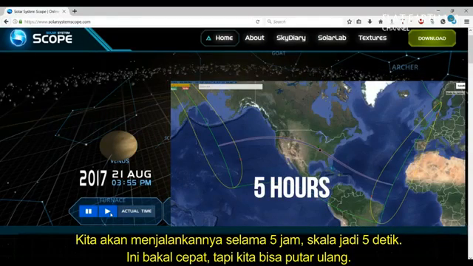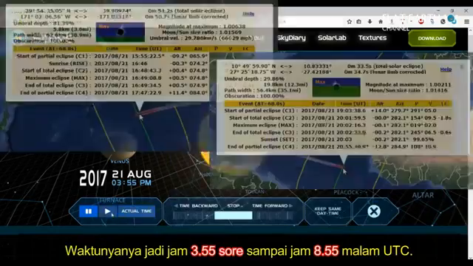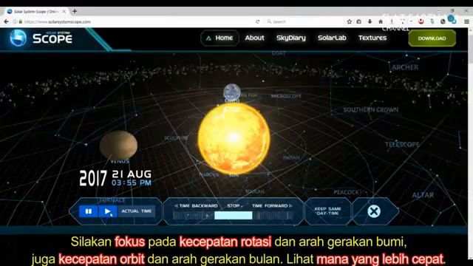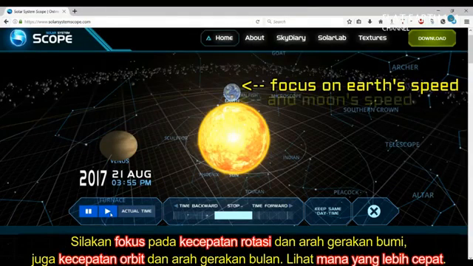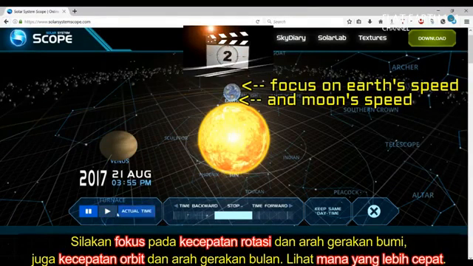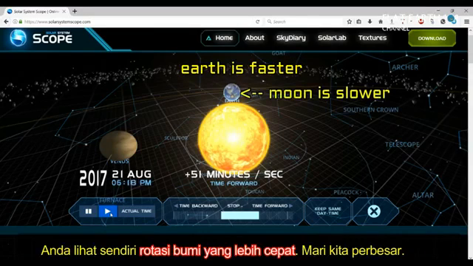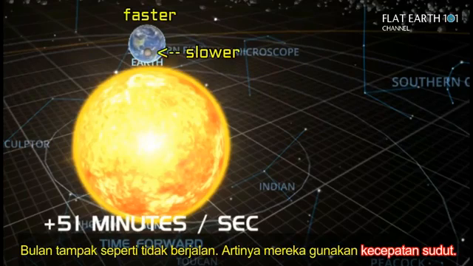It's gonna be quick, but we can replay it. The time will be 3:55 p.m. to 8:55 p.m. Please focus on the Earth rotation speed and direction, also the Moon's orbital speed and direction. See which one is faster. Ready? Go! You see that the Earth rotation is faster. Let's zoom it. The Moon is almost like not moving.